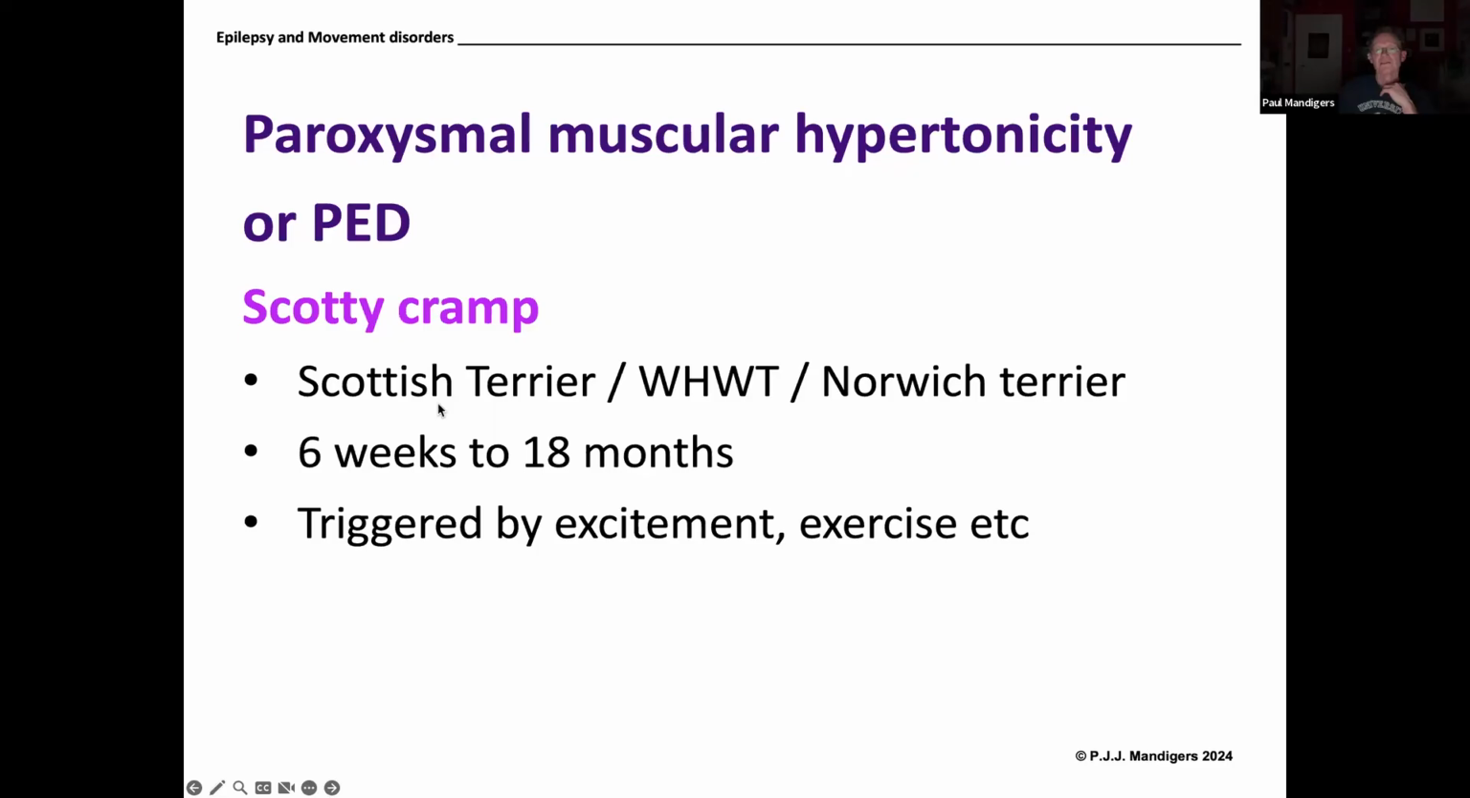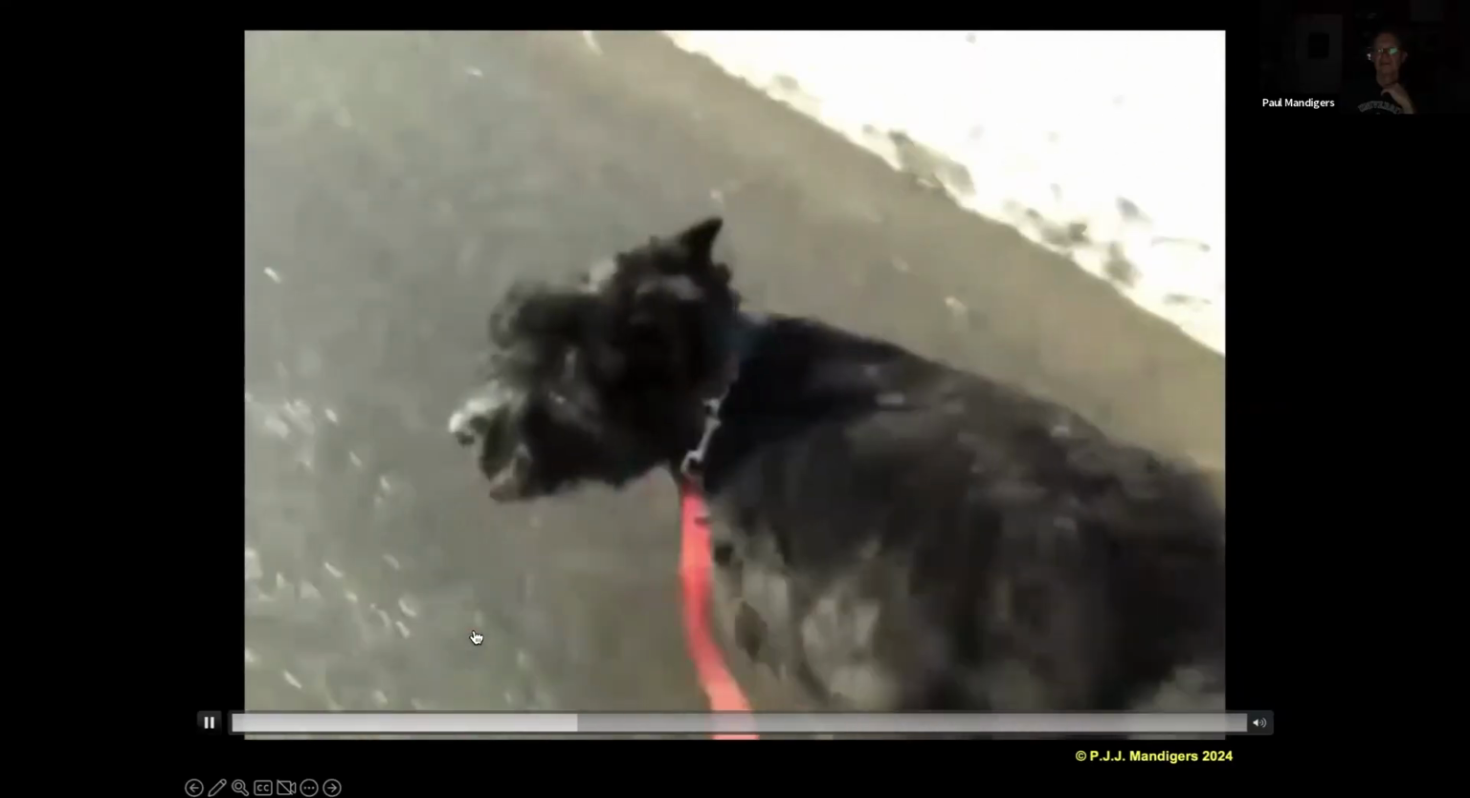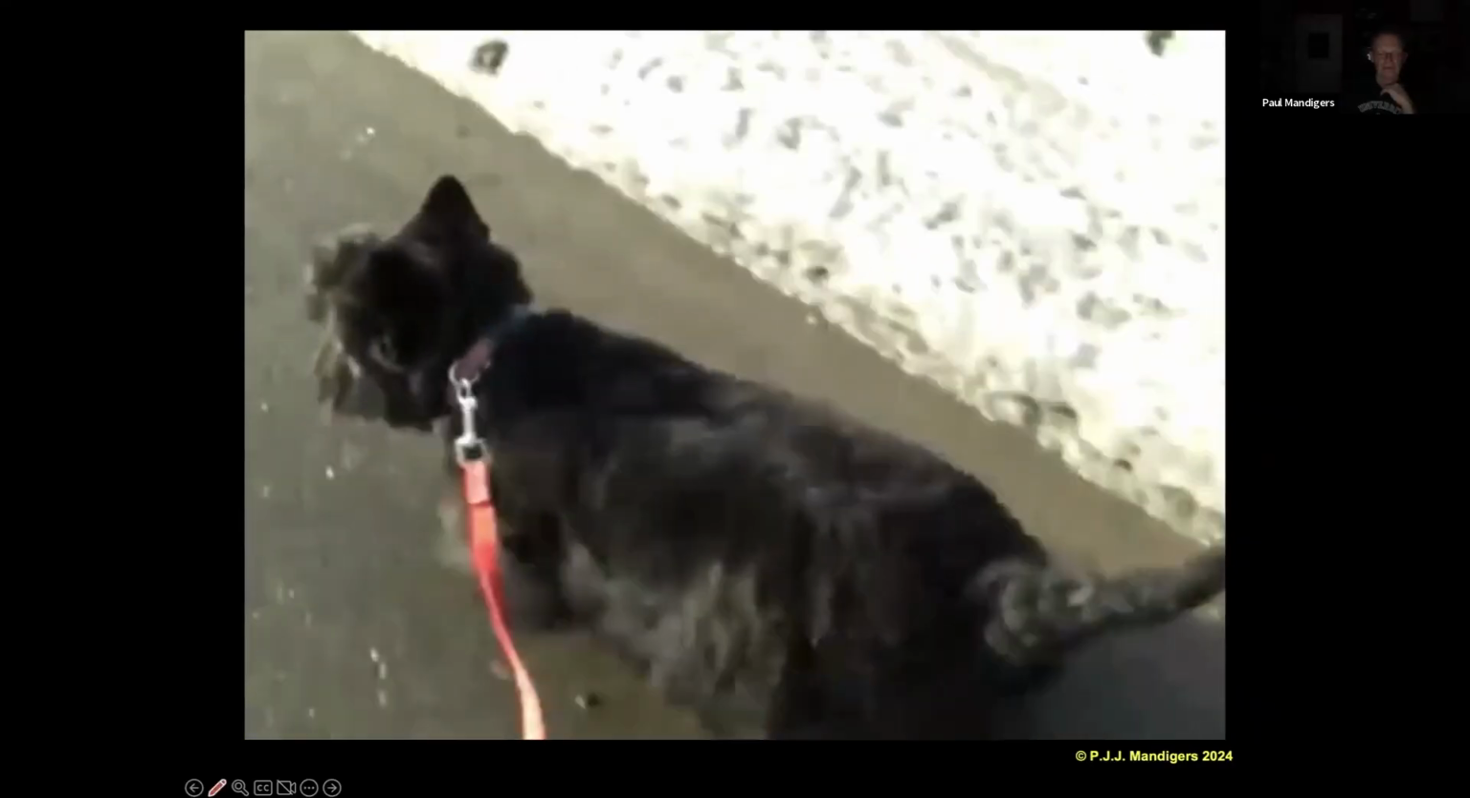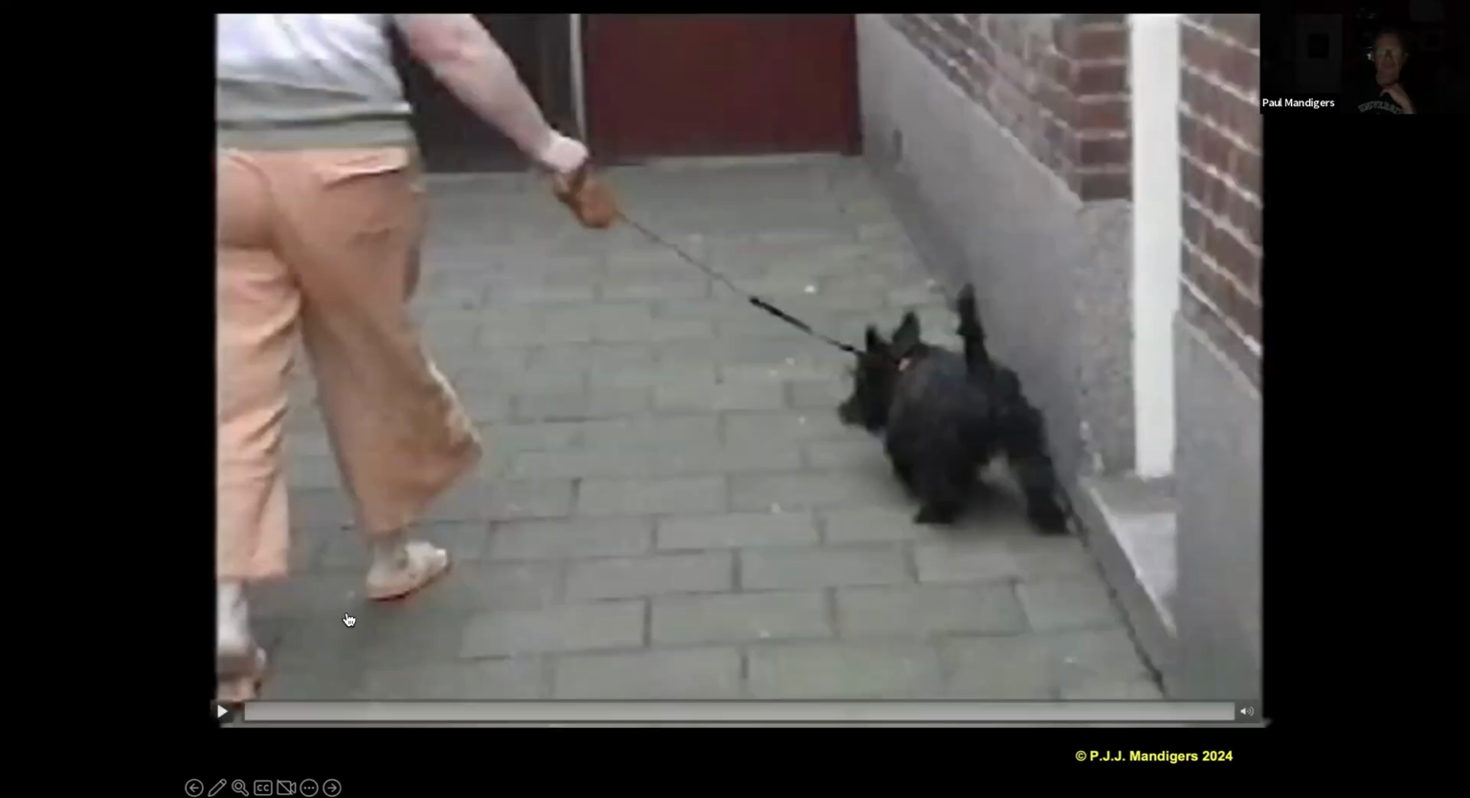The last example of such a paroxysmal dyskinesia is Scotty cramp, and I already explained it. This was the first one ever described, and here you can see this Scottish terrier cramping with his right front leg. And this is another example where he's not moving at all.